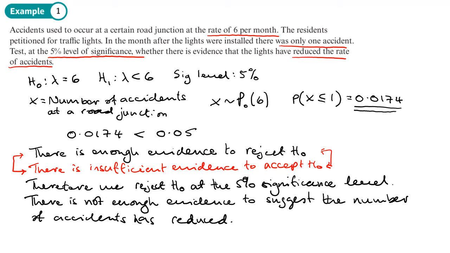Now, if we chose a different significance level, we come up with a different conclusion. If my significance level, for example, was 1%, then our probability would be greater than 1%, in which case we'd accept H0. So depending on the significance level, how strict we want to be about our test, we'll come up with a different conclusion.